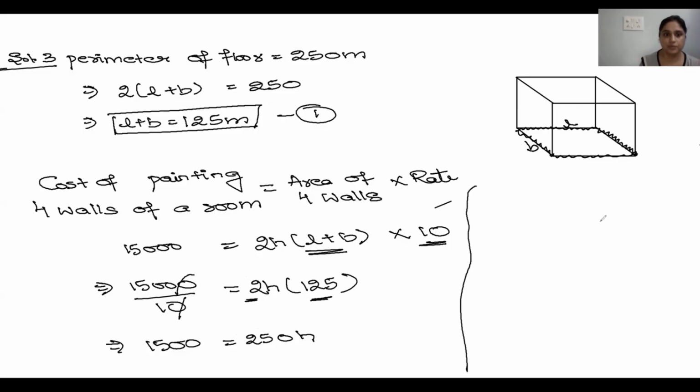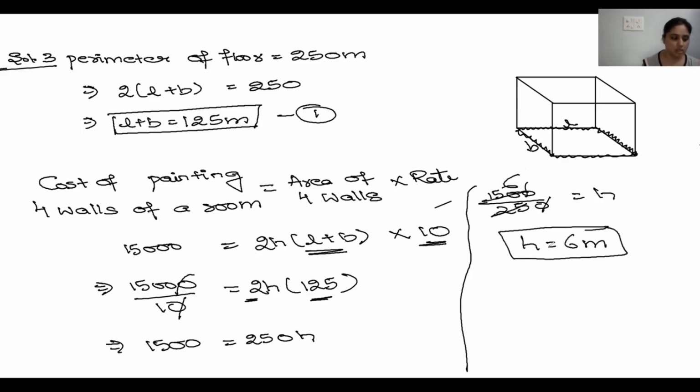So we got that. So what I'm going to do now: 1500 upon 250 equals H. Okay, so this will be cancelled out and this is 6 times. So H is equal to 6 meters. So the height of that room is 6 meters, right? Therefore the height of the wall is equal to 6 meters. So I hope this question is also clear at your end.